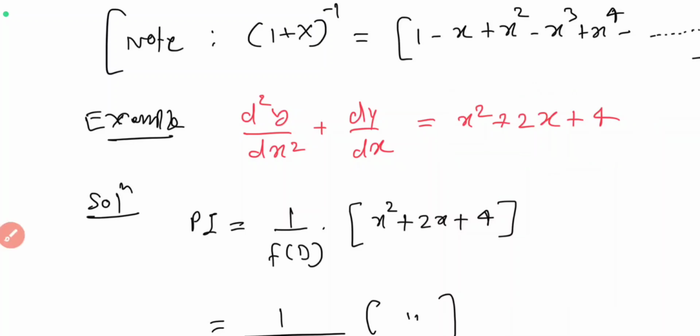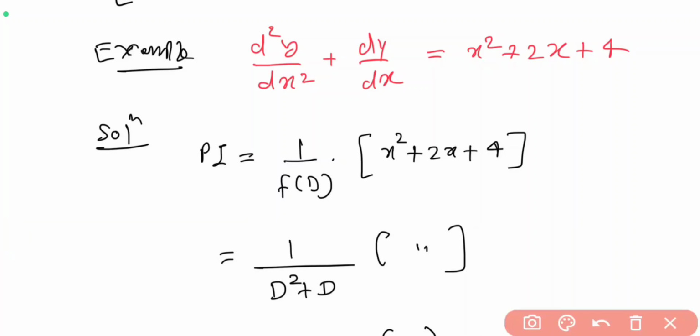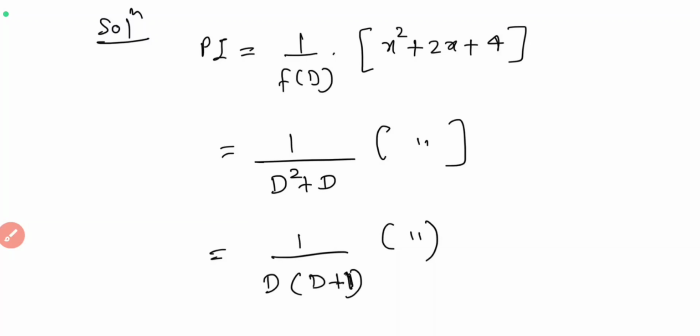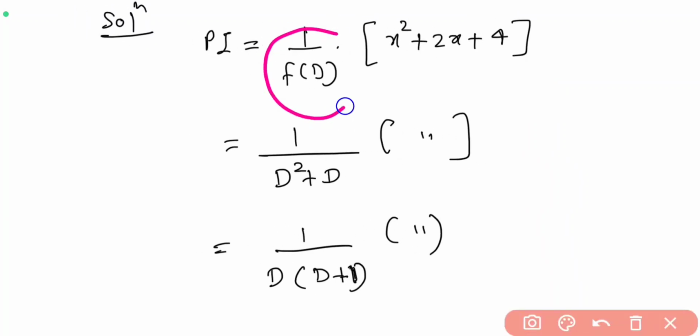See the example. In this example, the left side is the simple term used to find your complementary function. I am not going to find the complementary function in this lecture. Directly I will attack the particular integral PI. In case of x square plus 2x plus 4, first you judge that this is a polynomial. If this is a polynomial, what is our job? Our job is this: whatever 1 by f(D) is there, we will take it up in the numerator. So that is nothing but 1 by D square plus D.